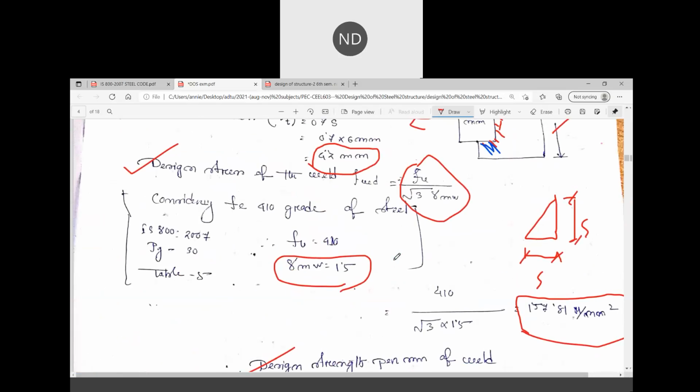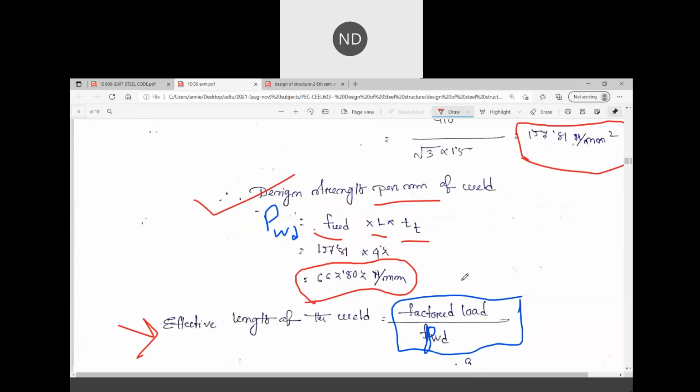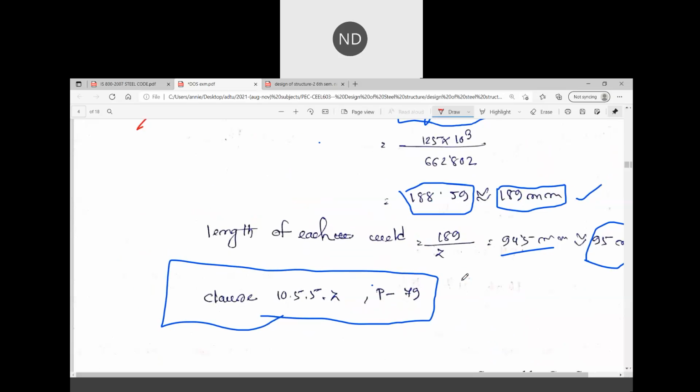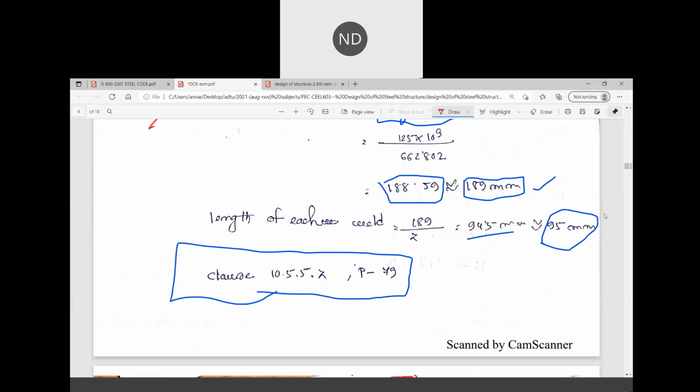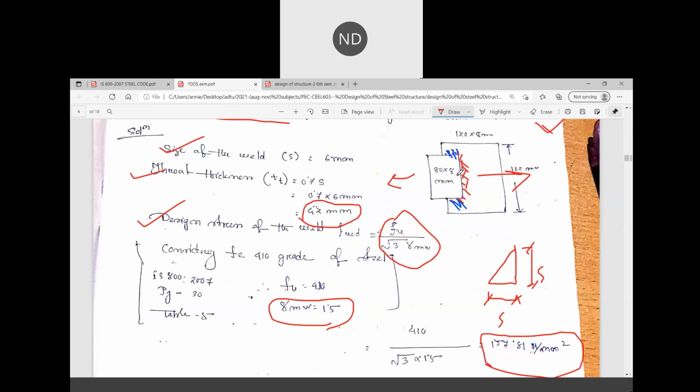Here somewhere we had cleared, no? I think something is mistaken here. Check. Okay, yes. See here. This one we had calculated before, na? 95 mm, which is the length of each weld. We have calculated the length of each weld. That means this length is how much? 95 mm. So 95, 95.